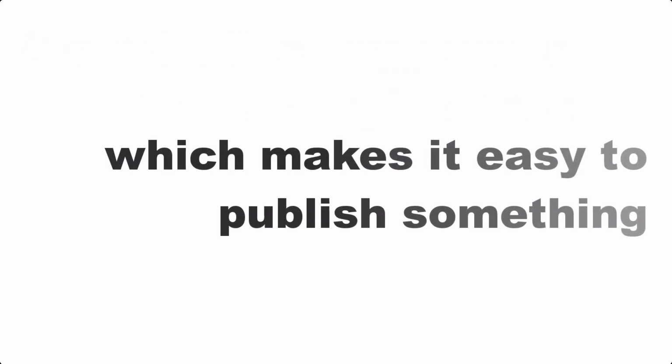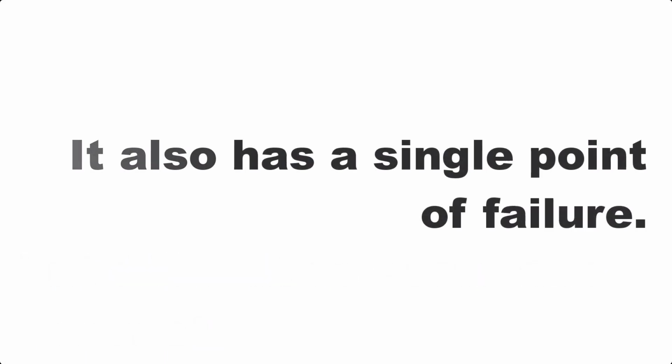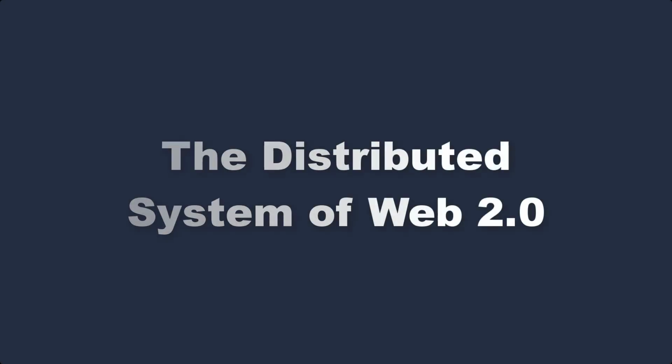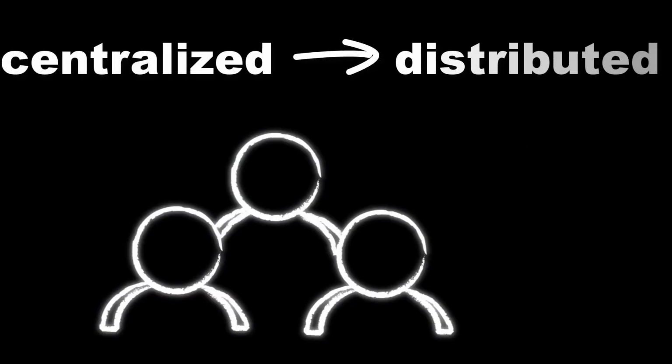In summary, a centralized system is based on a single server, which makes it easy to publish something, but difficult to scale and interact. It also has a single point of failure. Next, the distributed system of Web 2.0. Web 2.0 took us from centralized to distributed systems.